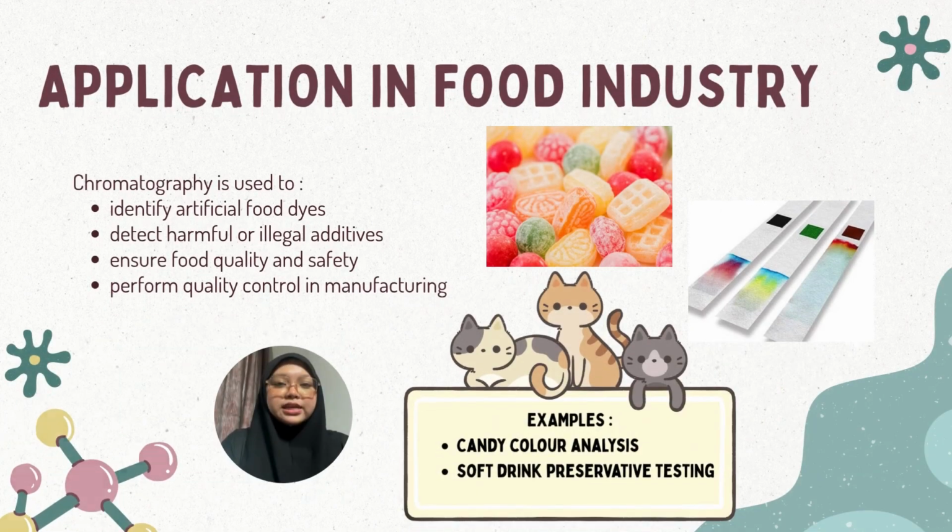In the food industry, chromatography helps manufacturers identify food colorants and additives used in products. It is also important for detecting harmful substances and ensuring only approved additives are present in food products. For example, chromatography can be used to test the food coloring in candies, detect preservatives in soft drinks, and ensure that only approved additives are used in food products.